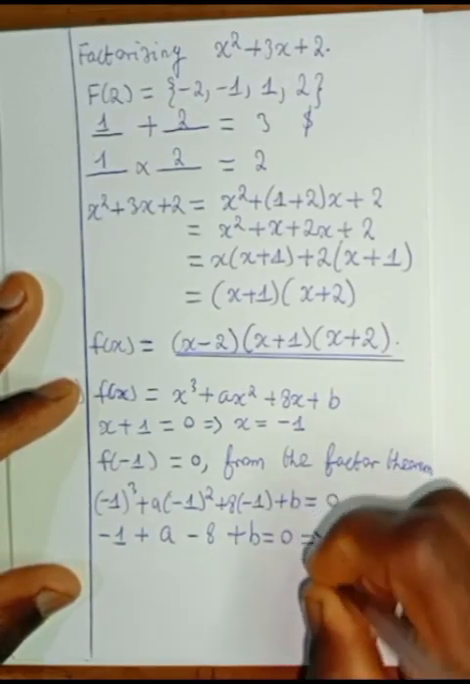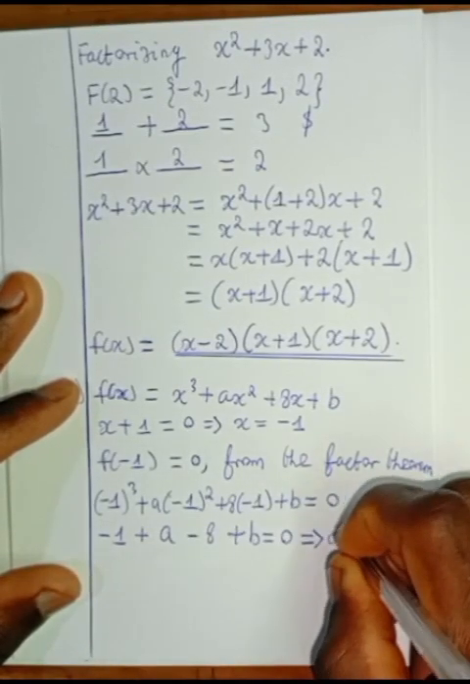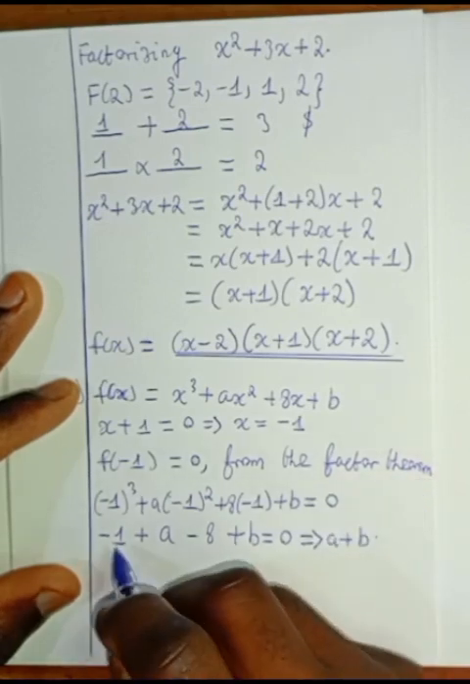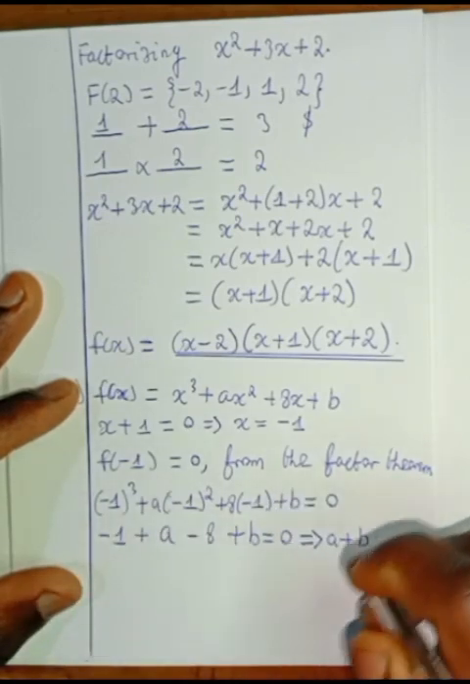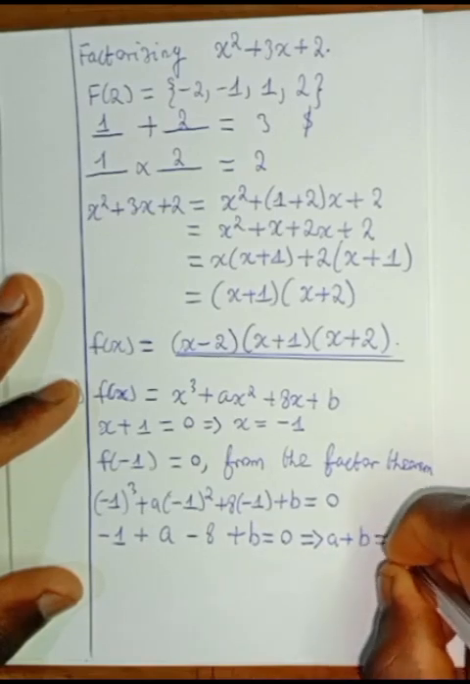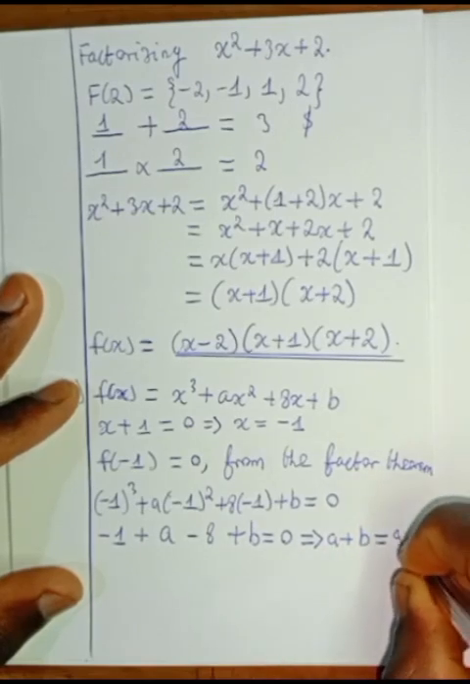Then, a plus b, we know -1 minus 8 gives us -9. We're going to transfer -9 to the right hand side, which becomes +9. So we call this one equation 1.